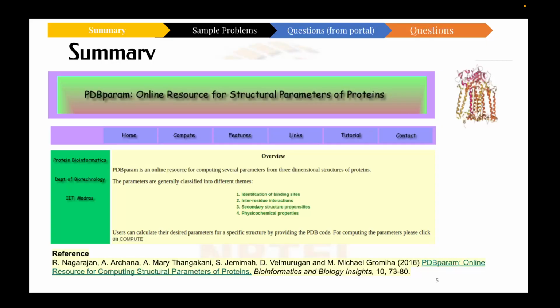Under this category of non-covalent interactions, we have various interactions like hydrophobic, hydrogen bonds, ionic, aromatic, cation-pi and disulfide present in the protein. Next, we have inter-residue interactions. These parameters focus on understanding the interactions between the amino acid residues within a protein structure. The key features include short, medium, and long range interactions, which analyze the interactions within different spatial ranges.